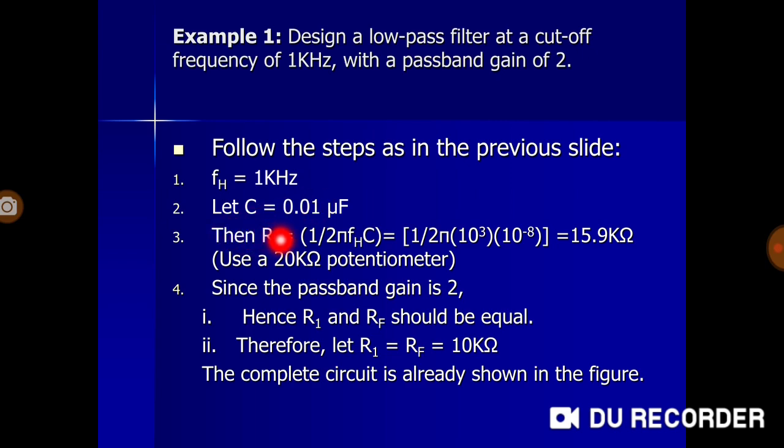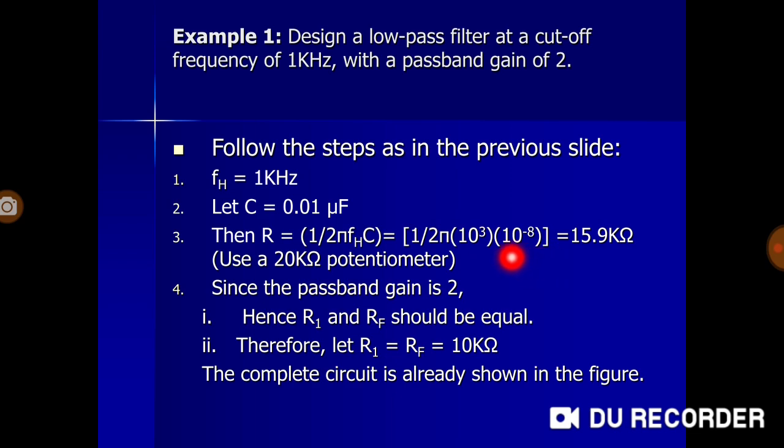The next step is to select a value of the capacitor C, which should be less than 1 microfarad. Let us consider one of the standard capacitors, quite less than 1 microfarad, which is 0.01 microfarad. Now we calculate the value of R, putting in the formula 1 by 2 pi fh C. So fh is 1 kilohertz, that is 10 to the power 3 hertz, and C is 0.01 microfarad.